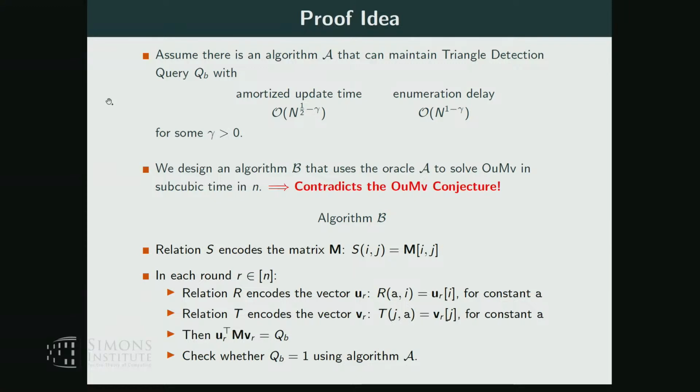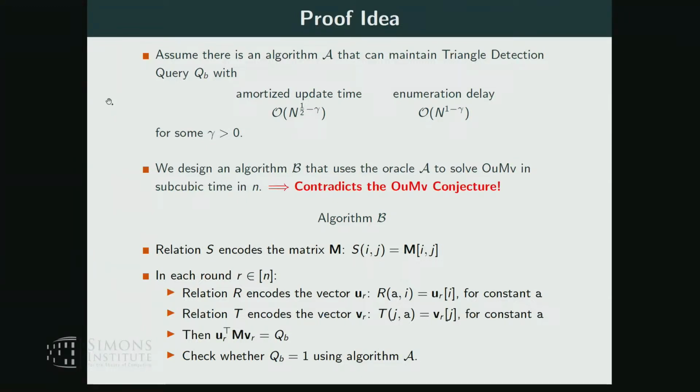So we don't actually influence what happens on the other two columns on B and C. And similarly, in relation T, we encode the vector VR. As I mentioned, on the second column of T, we just put A, the same constant as here. Then it will be easy to see by the construction that the result of multiplying these vectors and matrices is exactly QB. And then we have to check whether QB is 1 using algorithm A.